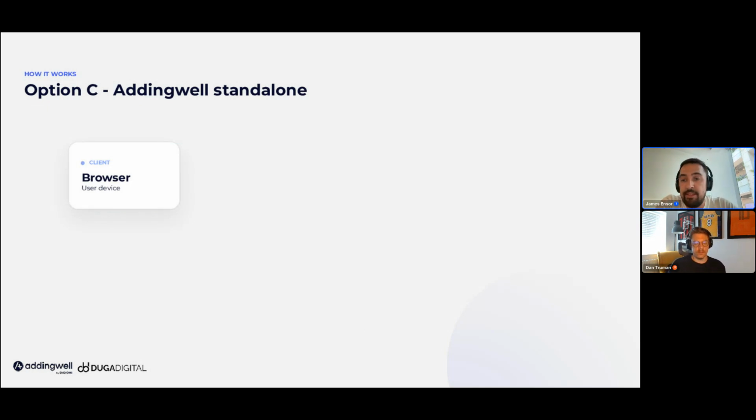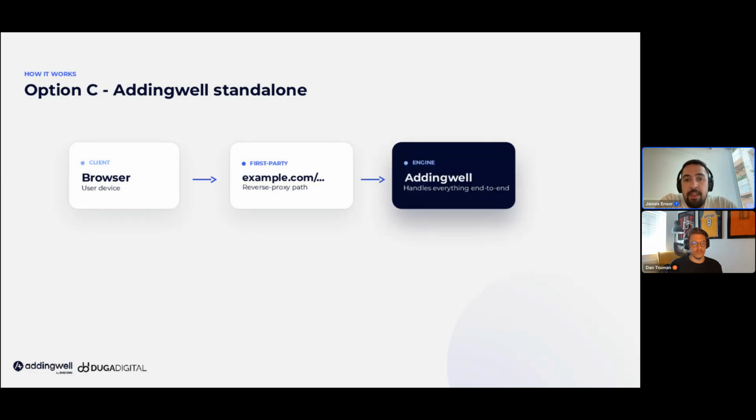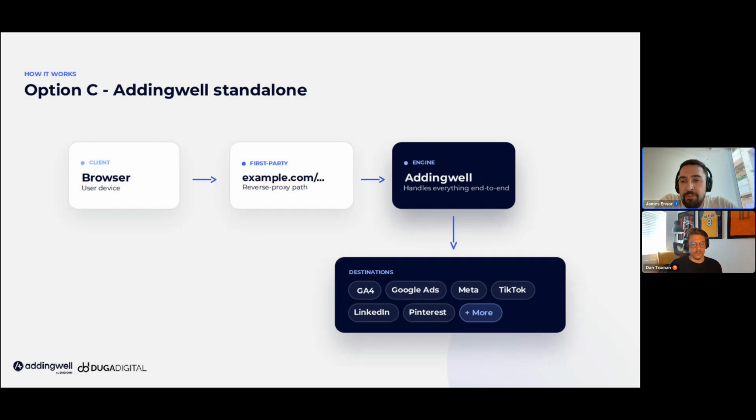platform with the same origin approach. So again, very similar schematic diagram. You have your same origin reverse path that points to the server side setup, which is with Addingwell. And what happens is, rather than having to split and route the request to different destinations, you allow the server container to take care of all of that. And in doing so, it simplifies what you need to manage and to set up.